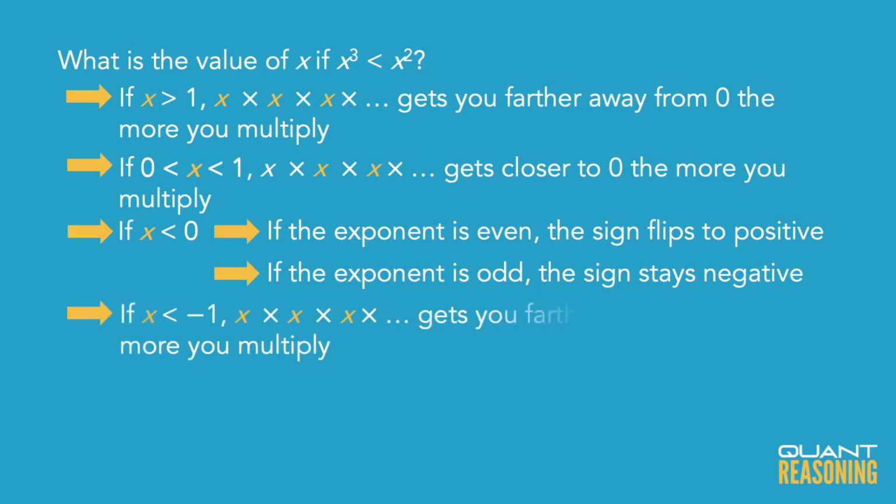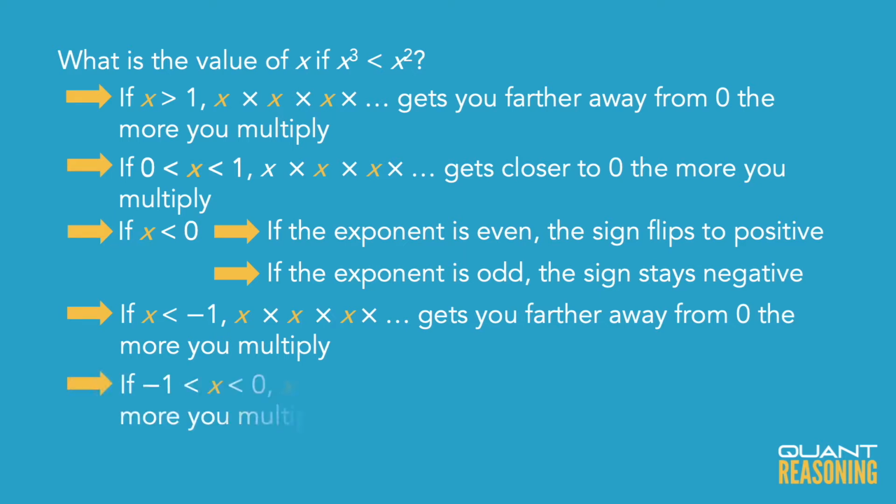If we're to the left of -1 and we multiply ourselves times ourselves, we go farther and farther away from 0 because we're multiplying by numbers that are greater than 1 in absolute value. And if we're a fraction between 0 and -1 and we are raised to a power, we get closer and closer to 0 again because we're multiplying by fractions. So with that said, under what circumstances would x cubed be smaller than x squared?